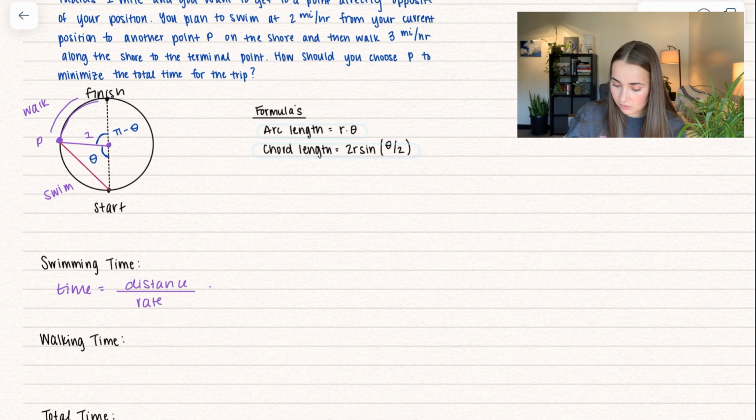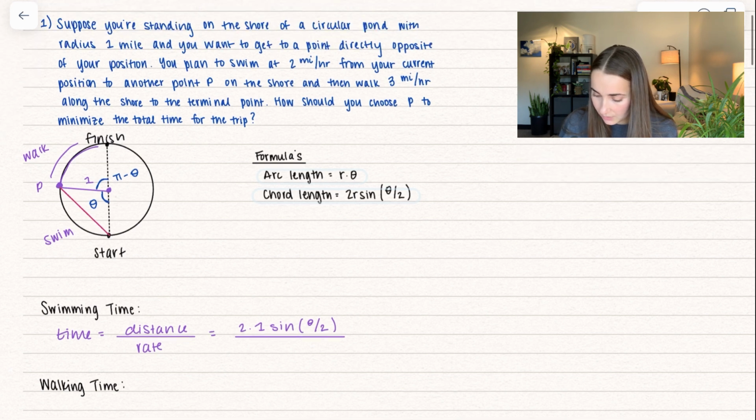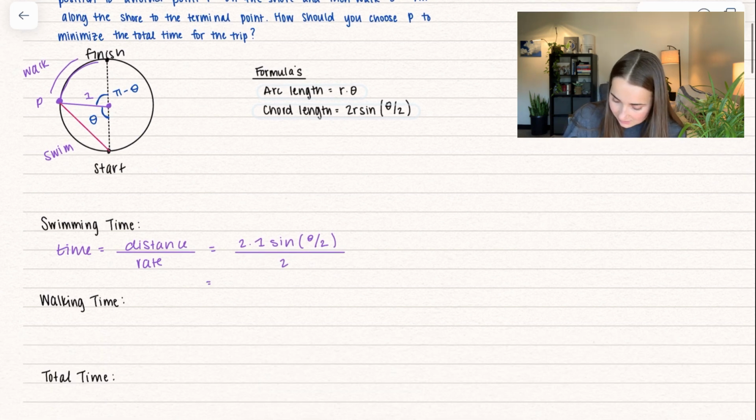So when we talk about swimming time, when we swim, we're going to use the formula for a chord. So this is going to be 2 times the radius, which is 1, times sine of our angle, in this case theta, divided by 2. And then we're going to divide it by the rate at which she swims. If we look back at the original problem, she swims at a rate of 2 miles per hour, so we're going to divide by 2. If we simplify this, this is just equal to sine of theta over 2.